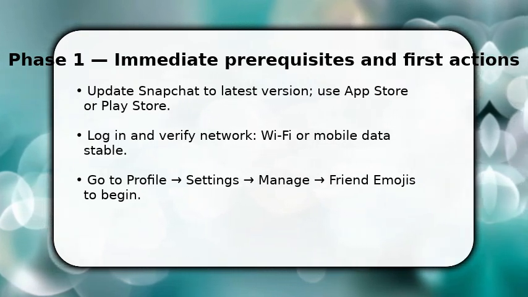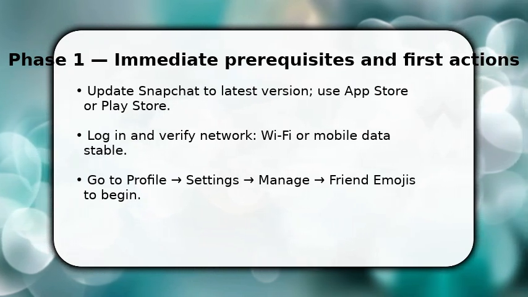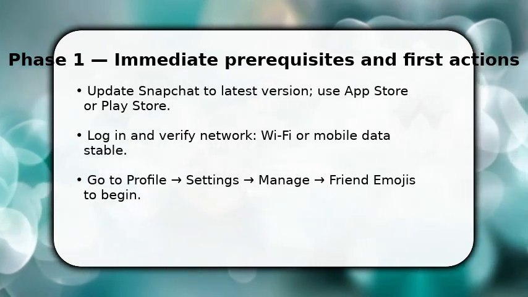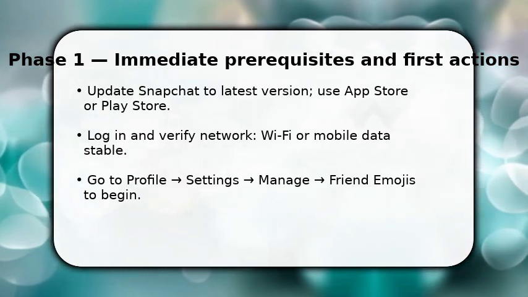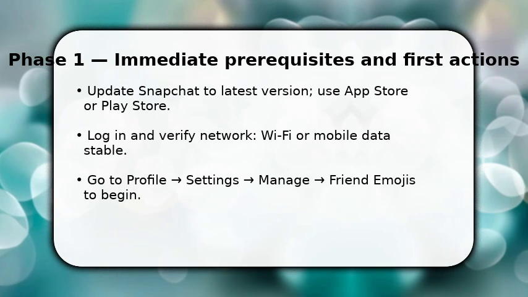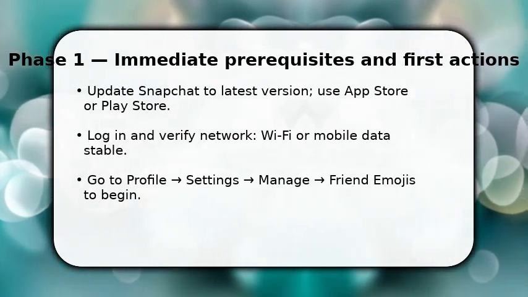Next, tap your profile icon, then the gear settings. Navigate directly to Manage or Customize Emojis. Locations vary by build. You do this because emojis are tied to a settings toggle, not each chat. So access the central emoji controls now and prepare to change or remove specific friend emoji assignments.